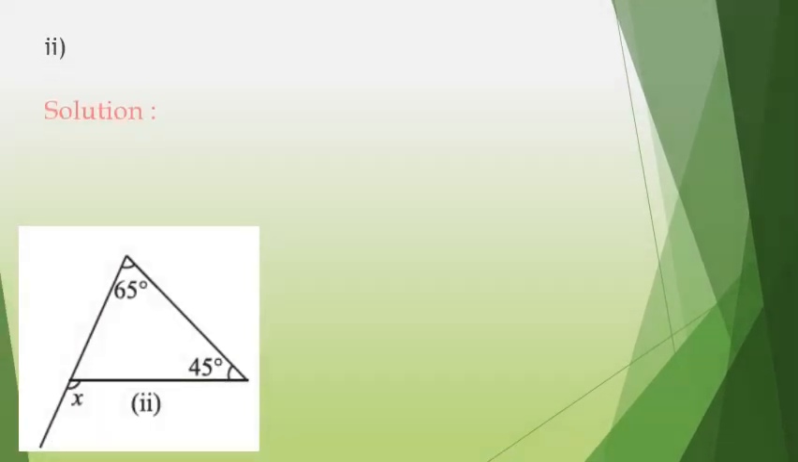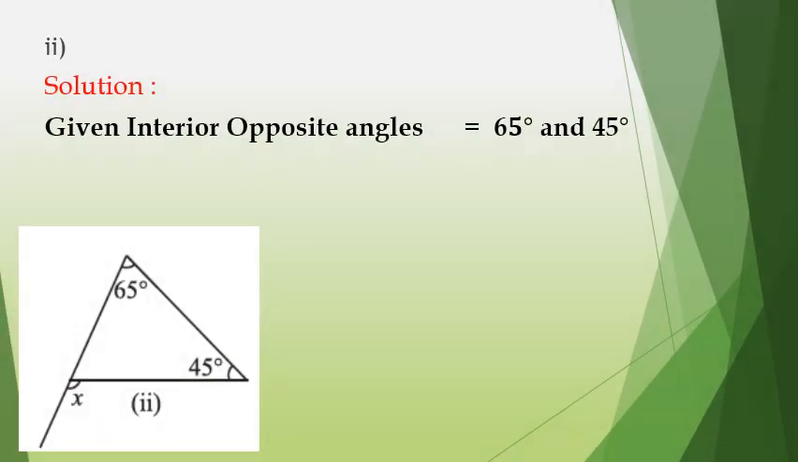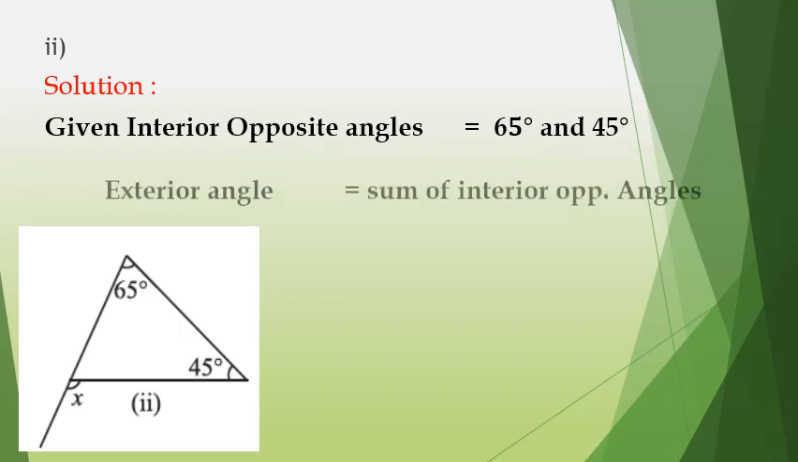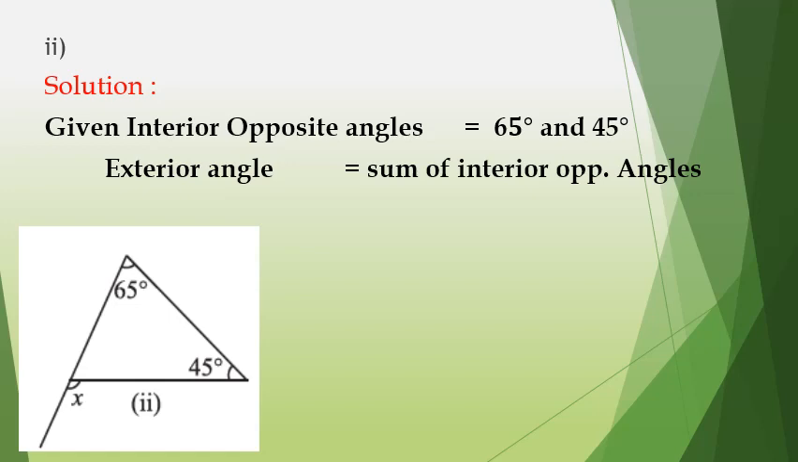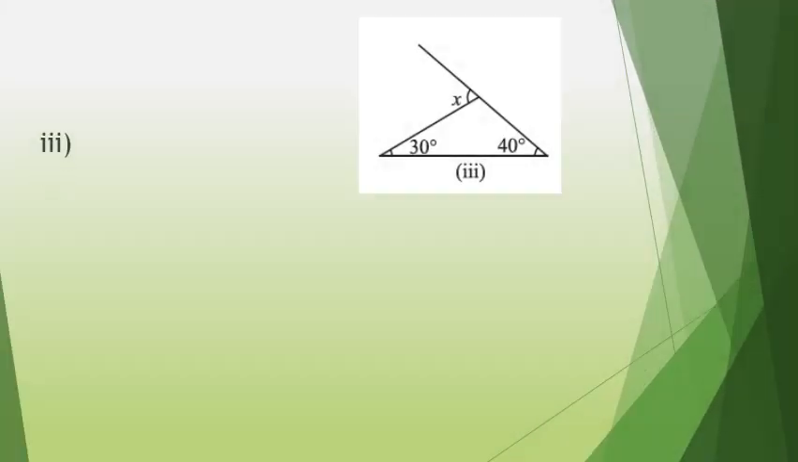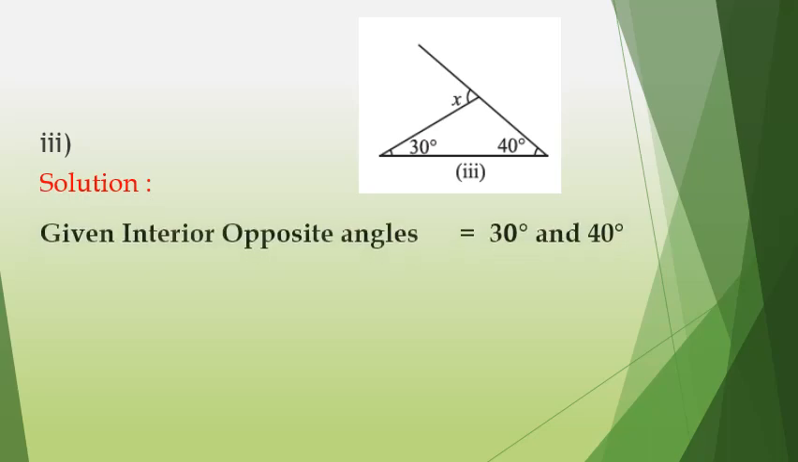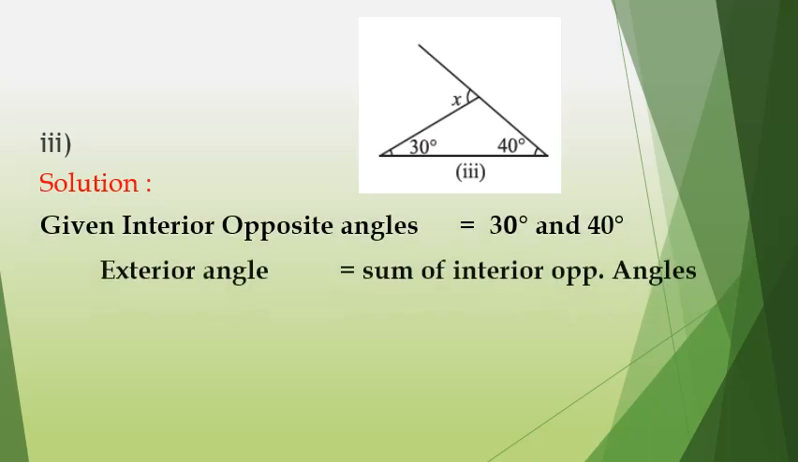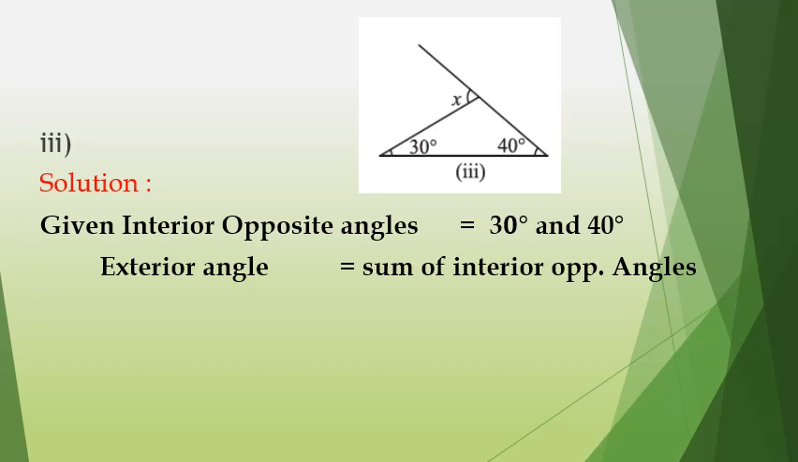Question number 2. Given interior angles are 65 degree and 45 degree. Exterior angle equal to sum of interior opposite angles. That is angle x equal to 65 plus 45 equal to 110 degree. Question number 3. Given interior angles are 30 degree and 40 degree. Exterior angle equal to sum of interior opposite angles. That is angle x equal to 30 plus 40 equal to 70 degree.